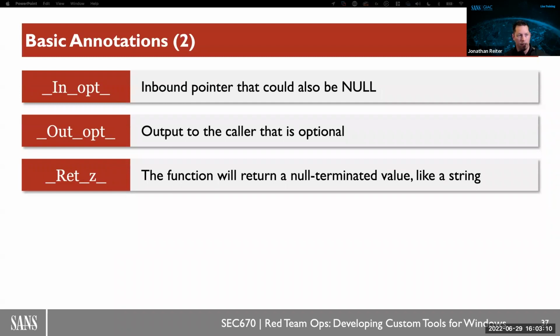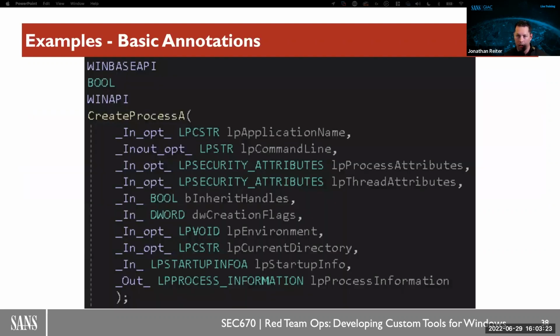Okay, so saying that this particular function could return a null terminated value, perhaps like a string. Seeing an example of that is our create process API. This is a beast of a function, and you can see how Windows internally uses these SAL annotations to tell you exactly what's happening for each parameter.